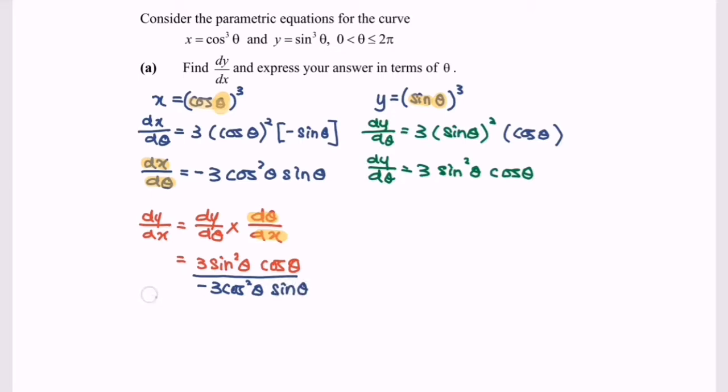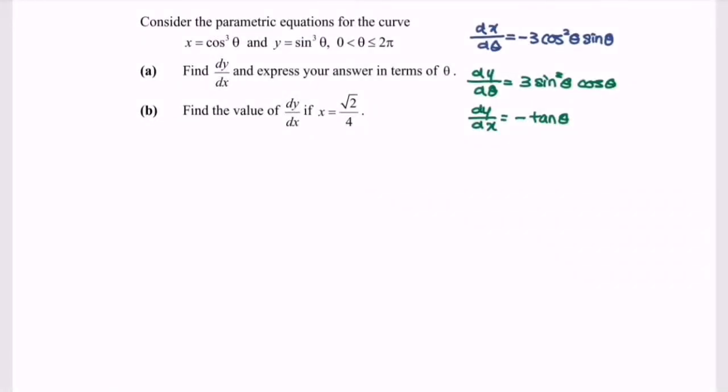Finally, simplify. We have dy dx is equal to, if we simplify, 1. Finally dy dx is equal to negative sine theta over cos theta. So at the end, dy dx is equal to negative tangent theta.